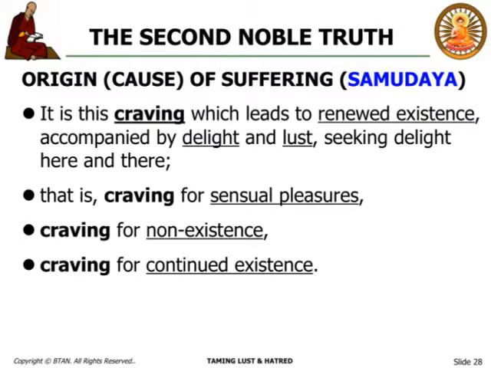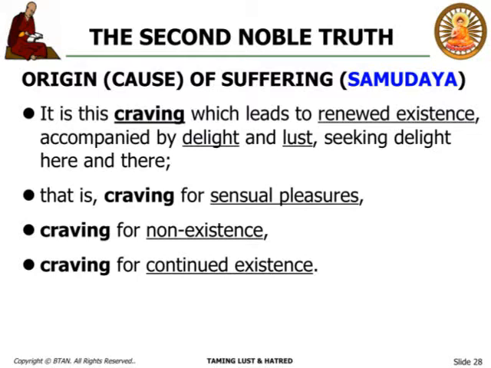So in the second noble truth, the Buddha described the cause of suffering. First, he says it is this craving, tanha. And I'm using conventional translations from Bhikkhu Bodhi. Right? So it says this is the craving which leads to renewed existence. And in this craving, there is firstly a craving for sensual pleasures. Secondly, there is a craving for non-existence. And thirdly, there is a craving for continued existence. There are 3 kinds of these cravings.